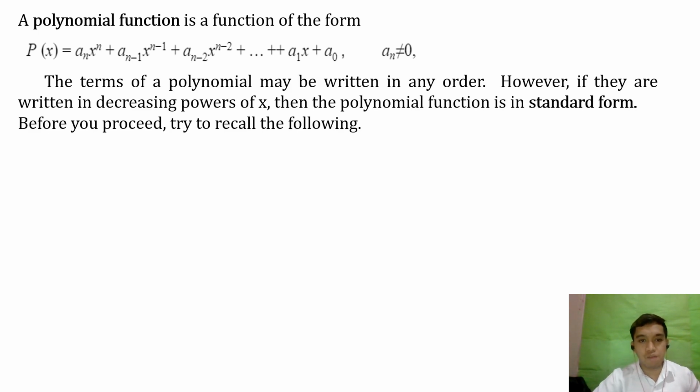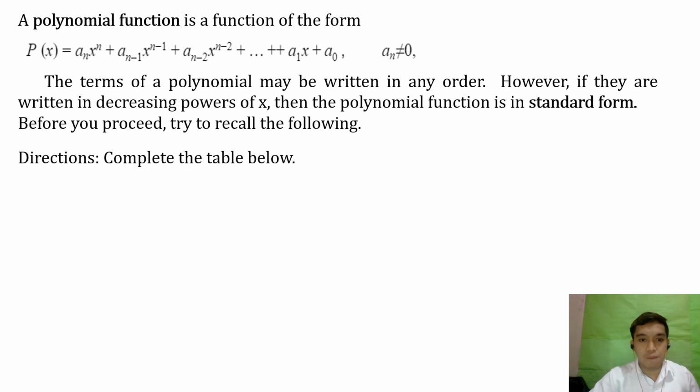The terms of a polynomial may be written in any order. However, if they are written in decreasing powers of x, then the polynomial function is in standard form. So before you proceed, try to recall the following. The polynomial function is in standard form if the powers are arranged in decreasing order.